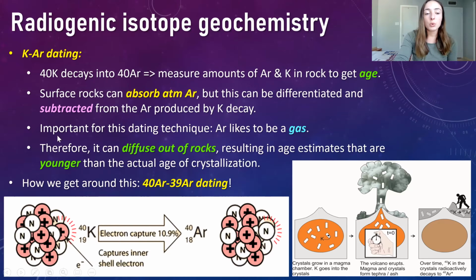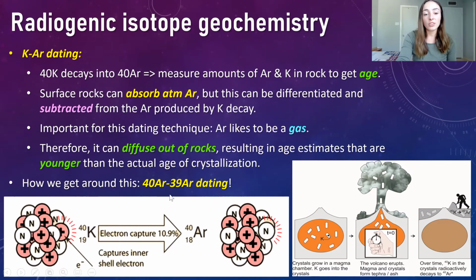So something that's important to note is that argon likes to be a gas. This is one of the unique things about potassium-argon decay, is that its daughter product is a noble gas. It doesn't want to be a solid. And so because of this, age estimates could be younger than the actual age of the rock, because we might not be measuring all the argon that should be there because we might have lost some. This is where argon-argon dating comes into play.